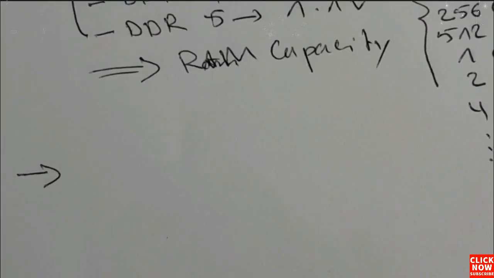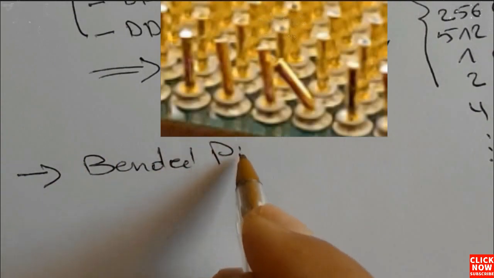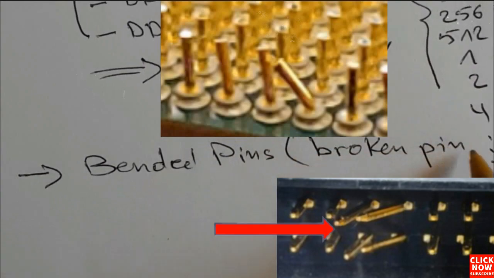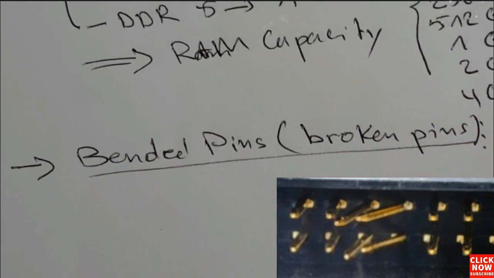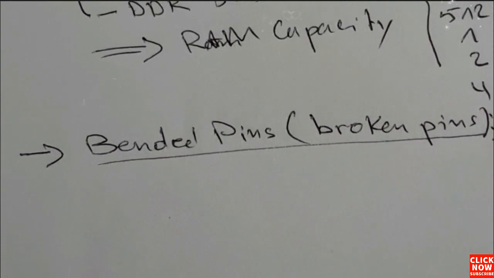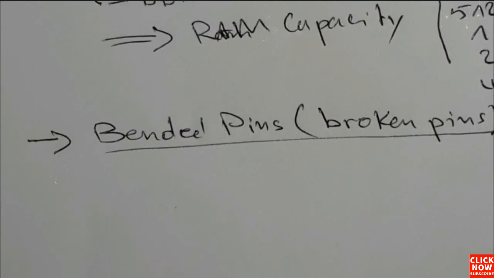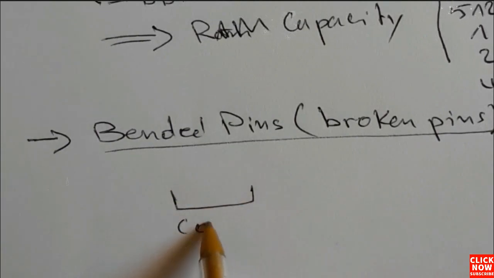So the fourth failure is bended pins. This is basically a very common fault in any electronic device. A bended pin is a damaged pin. You should always pay attention to motherboard connectors, especially USB connectors. If you have a bended pin, the motherboard can be shorted. So bended pins are a cause of short circuits in every motherboard. You should always do a visual inspection before proceeding to troubleshoot the motherboard.